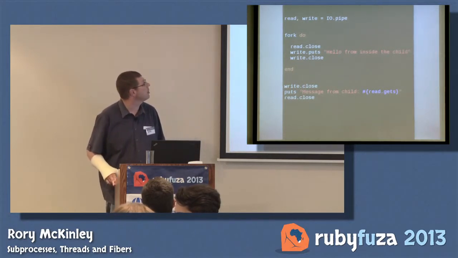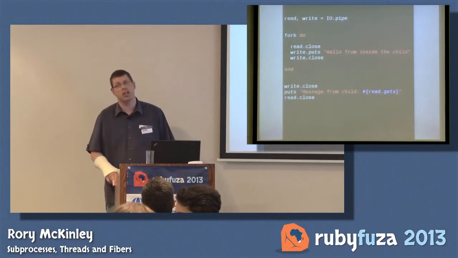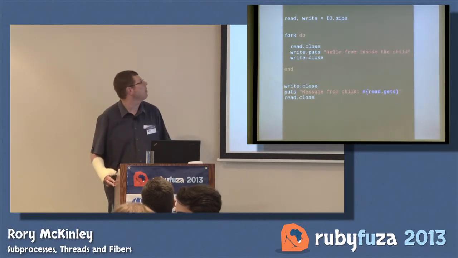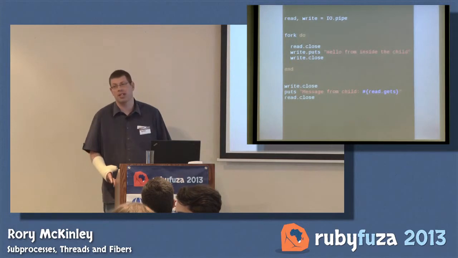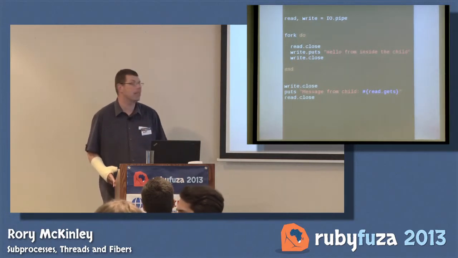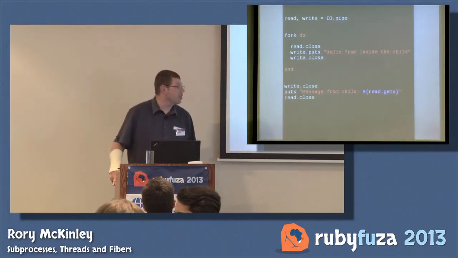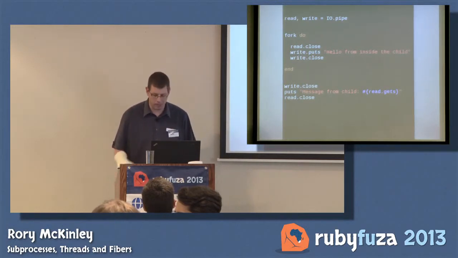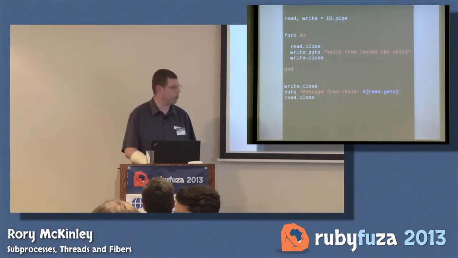What the child does in the block of code is close the read end, because you can only have one end open at a time, and then it will write some stuff down the pipe and close that end. And the parent on the other end isn't interested in writing, so it closes the write end and reads from the child. That gives you a richer interaction between the parent and the child than you can get from just looking at exit statuses. This is something that's incredibly hard to test.